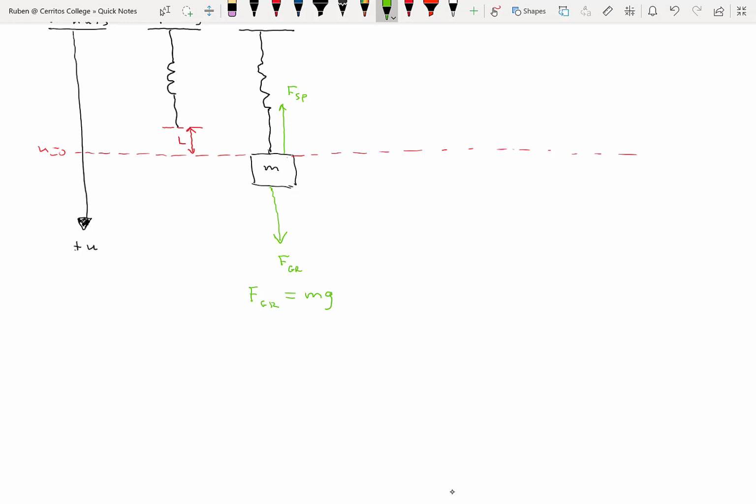Okay, the force that the spring exerts on the mass is determined experimentally by Hooke's law, and it is minus k times the length L that the spring is pulled from equilibrium. This is called Hooke's law.